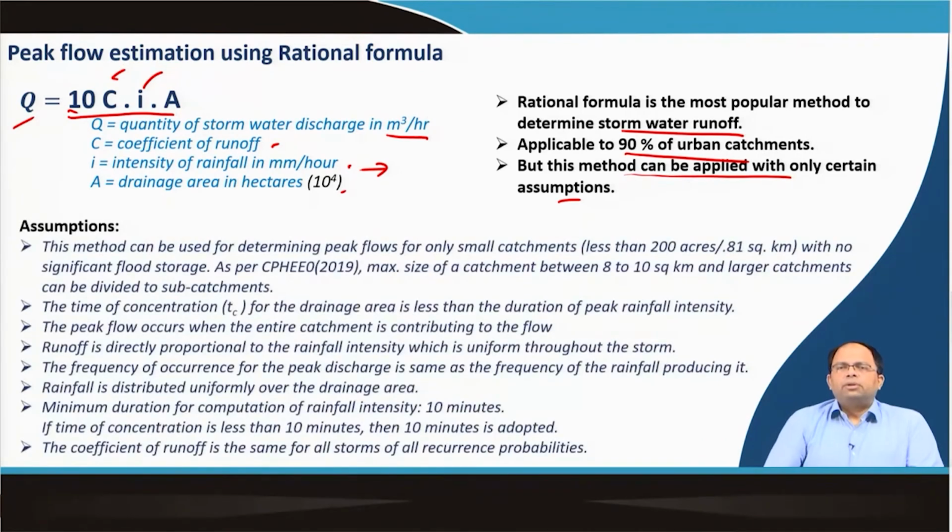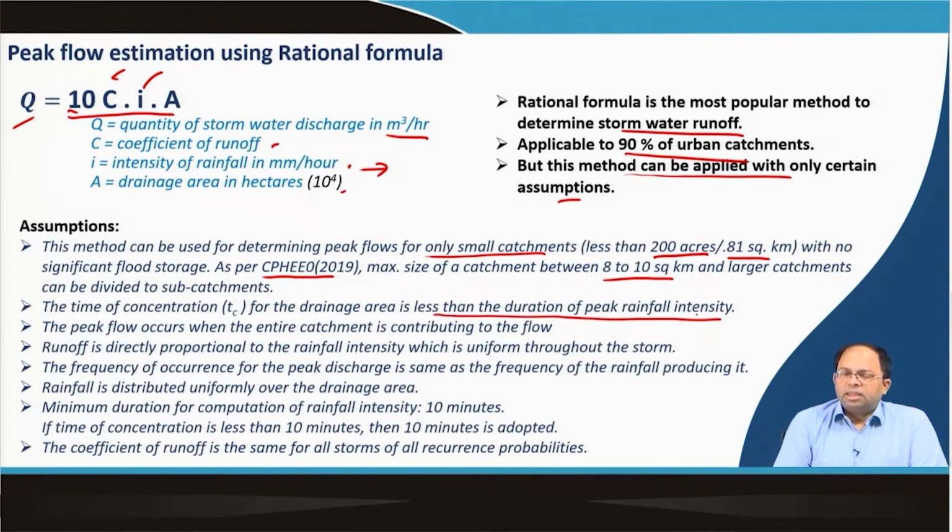So, what are the assumptions that we make for using the rational formula? This method can be used for determining peak flows only for small catchments. Usually it is said that around 200 acres of area is fine, that is 0.81 square kilometers, but if it is more than that, then we have to look into other formulas. But CPHEEO has said that up to 8 to 10 square kilometers we can even use this kind of formula. The time of concentration for the drainage area is less than the duration of peak rainfall intensity. So, that is one assumption, that the time of concentration is less than the duration of peak rainfall intensity.